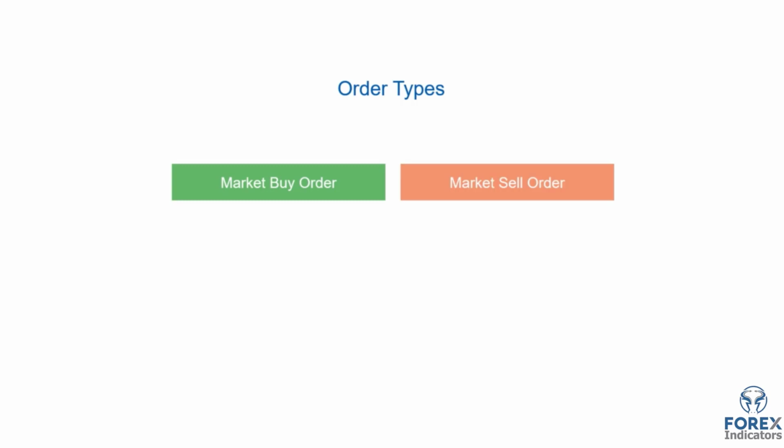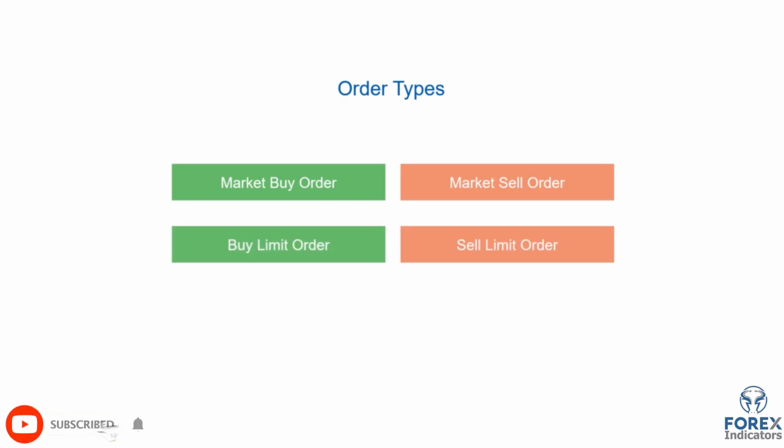Choosing the right type of order for a trade that you are wanting to place could be the difference between a trade's ultimate success or failure, so it is important to understand each order type and which environment they are most effective. We can see on the screen an example of the types of orders available on most platforms. We've got a market buy order, a market sell order, a buy limit order, a sell limit order, a buy stop order, and a sell stop order.